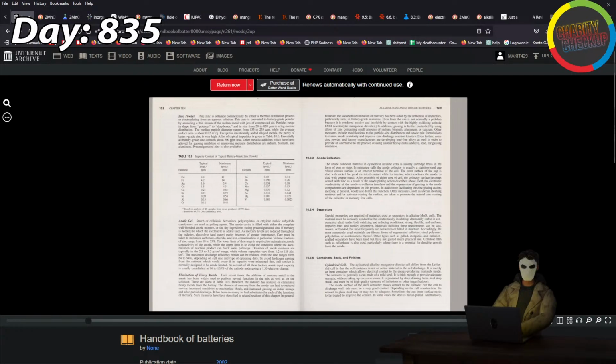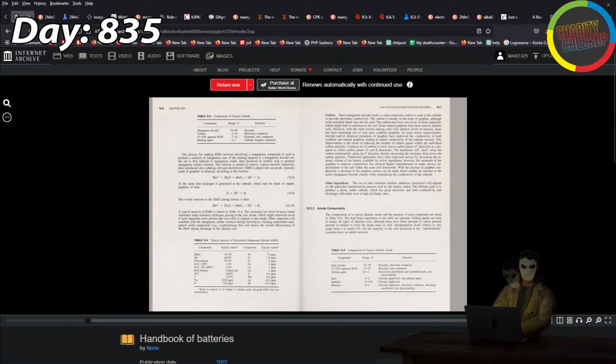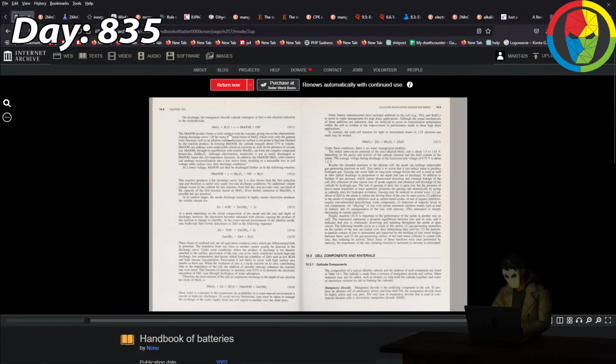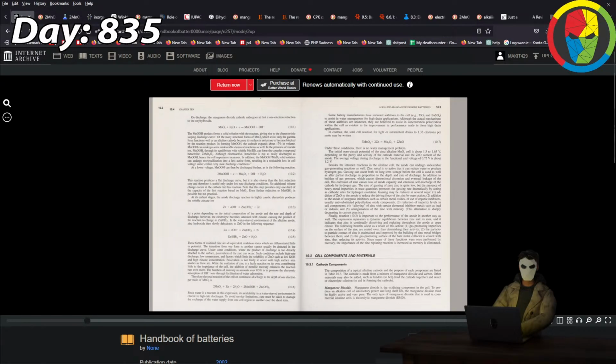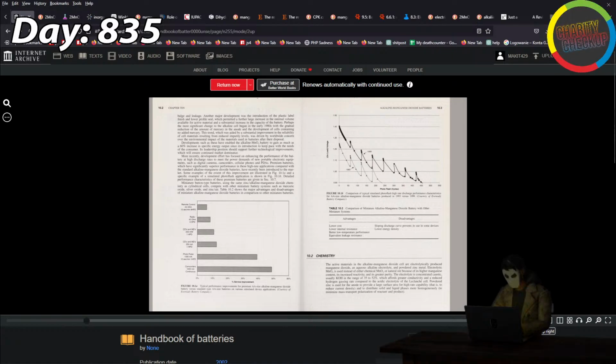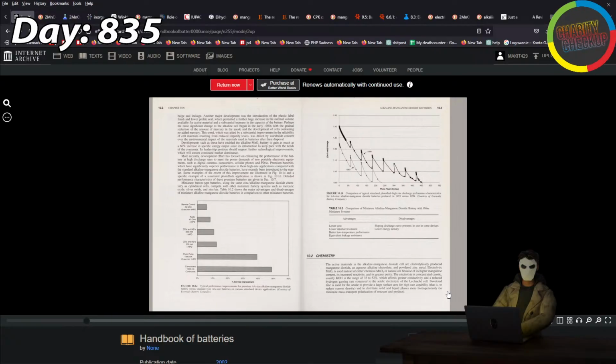Zinc powder. Is that even something that will help us? Yes, it is. Okay, good. Alkaline manganese dioxide cells actually produce manganese dioxide naturally because of the high manganese content. The electrolyte is concentrated, usually potassium hydroxide, in the range of 35–50%, which affords greater conductivity and reduced hydrogen gassing rate compared to the acidic.